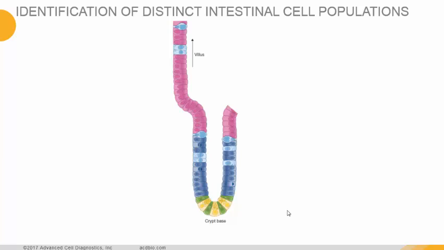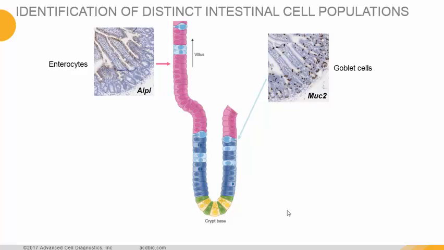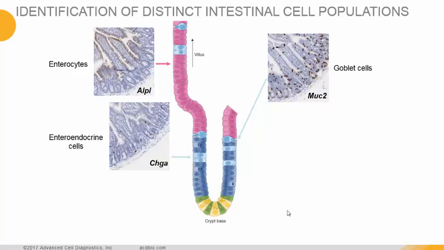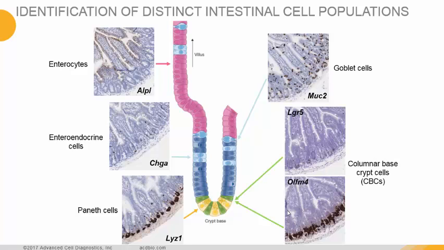We first wanted to visualize the multiple cell populations of the intestine. We used several RNAscope probes designed to detect known markers of each cell population in the small intestine. Enterocytes were detected with intestinal alkaline phosphatase. Goblet cells were detected with mucin 2. Enteroendocrine cells were detected with chromogranin A. Paneth cells were detected with lysozyme 1. And finally, the crypt-based columnar cells, where the intestinal stem cell population resides, were visualized with LGR5 and olfactomedin 4, or OLFM4.